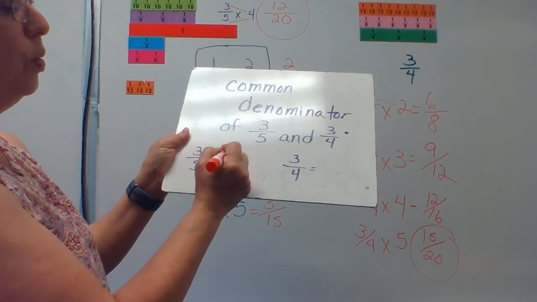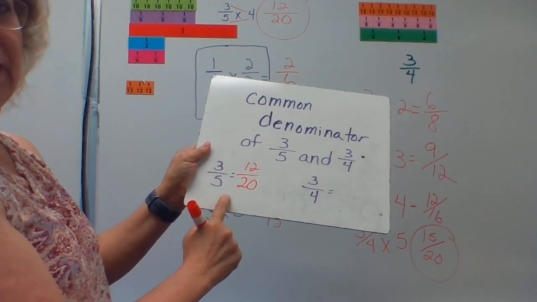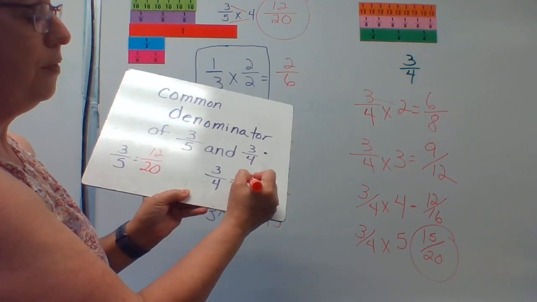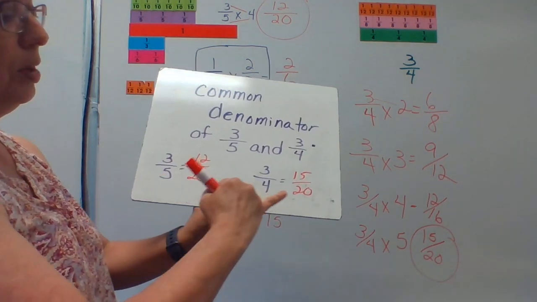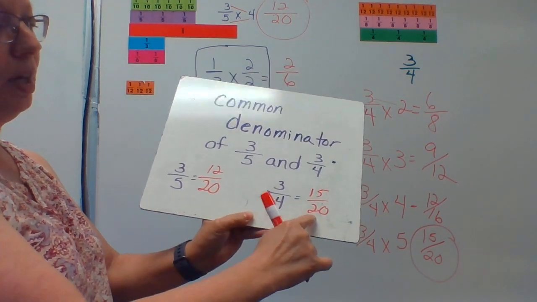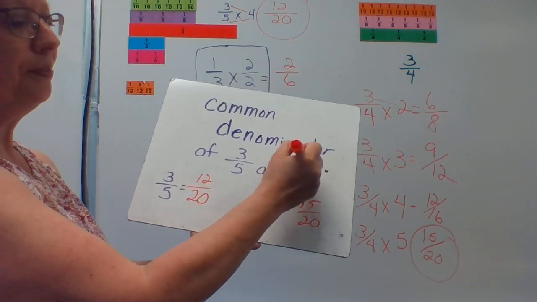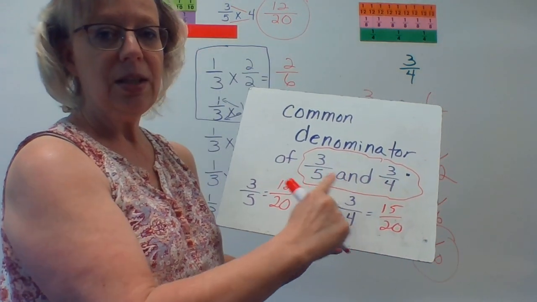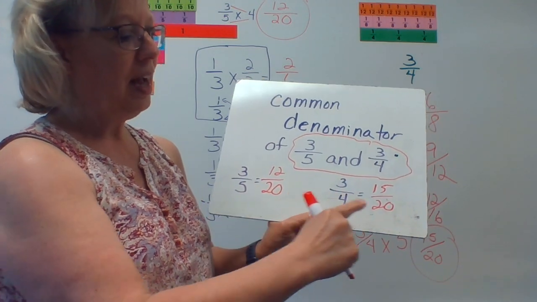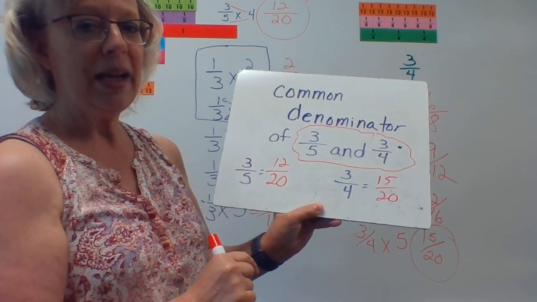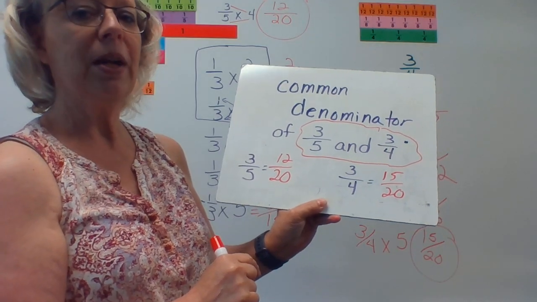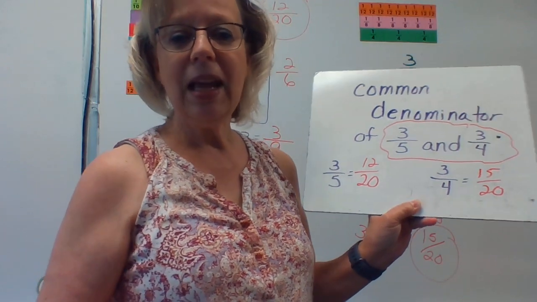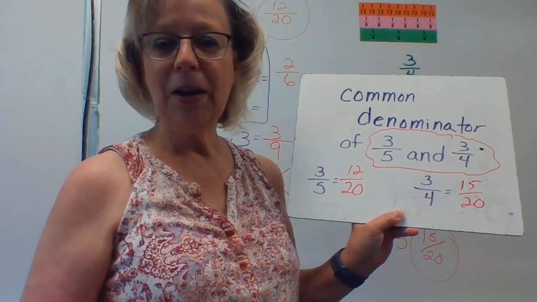3/5 is 12/20, and a common denominator with that on 3/4 is 15/20. So notice how they both have a denominator of 20. I'm going to leave you with something to ponder. What do you notice between these two fractions and the denominator that might help you later on thinking about what a common denominator is? So that's your little thing to think about, and we will continue with fractions on our next video.